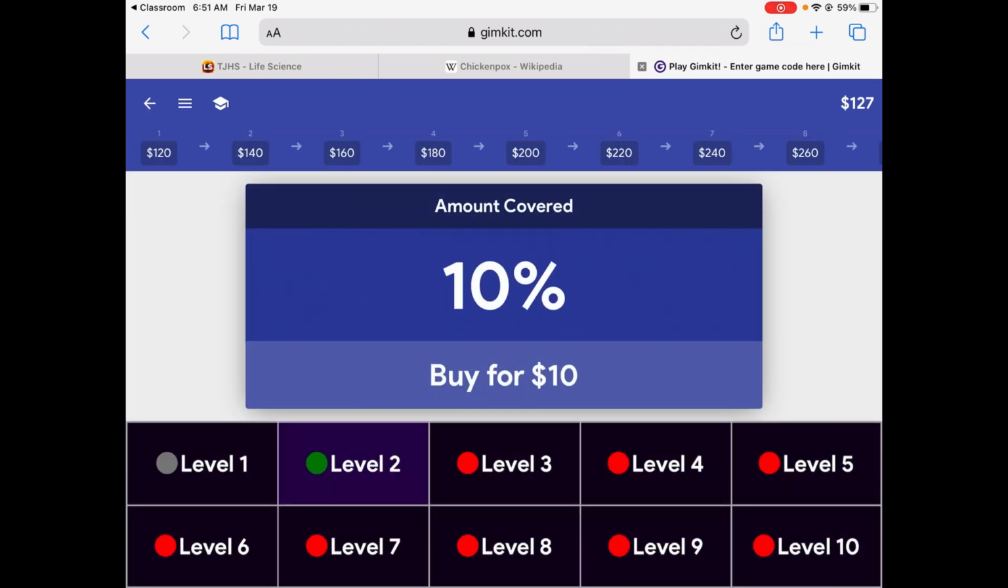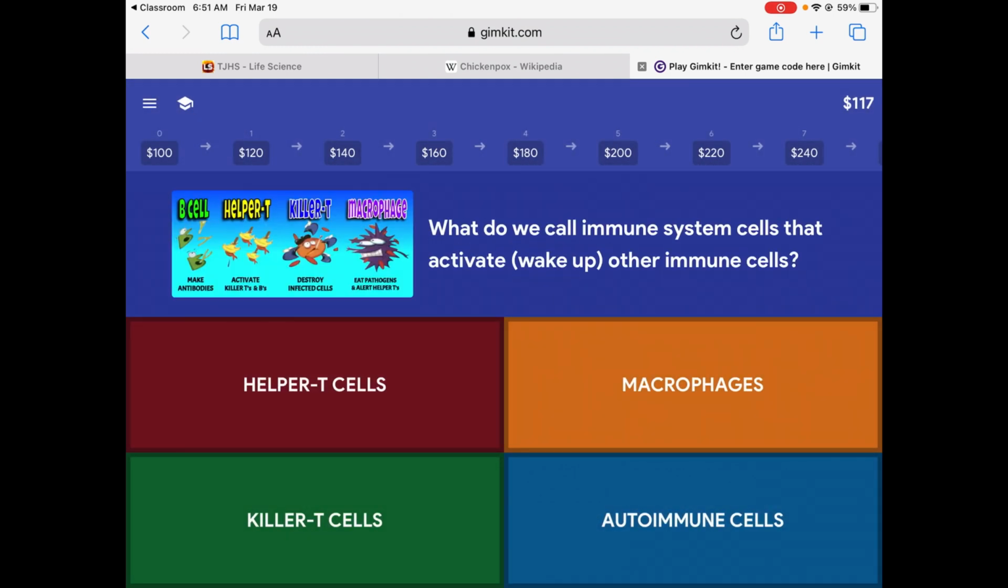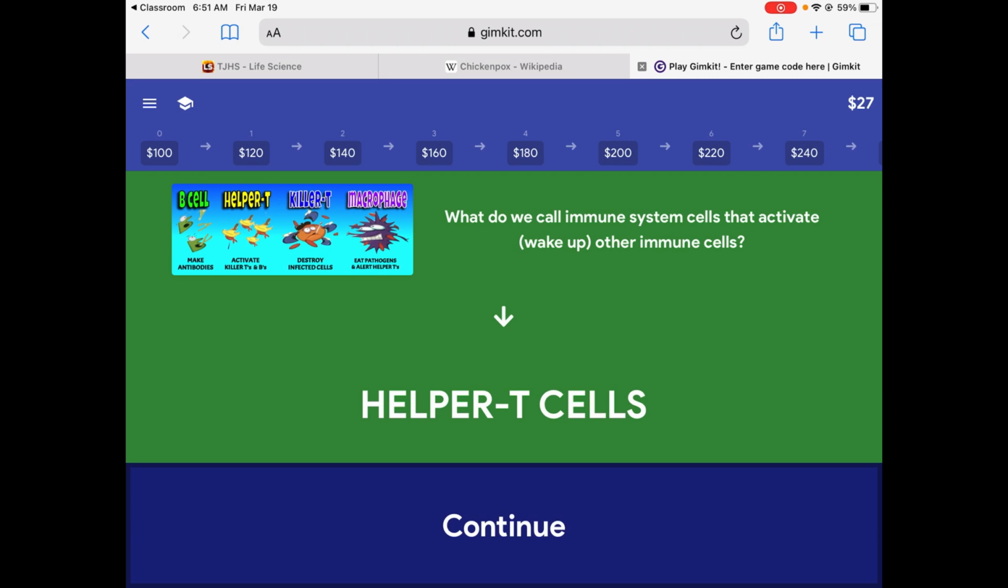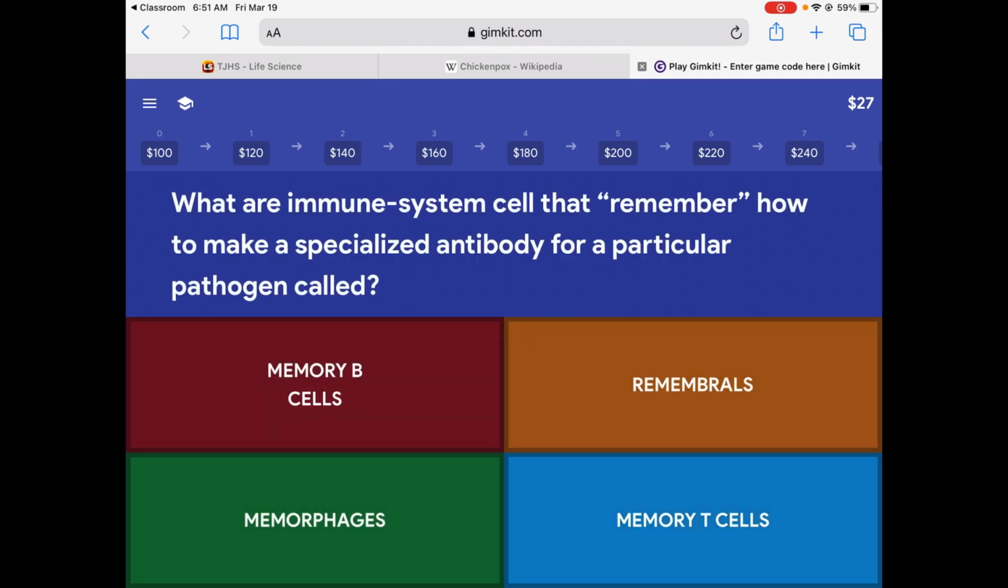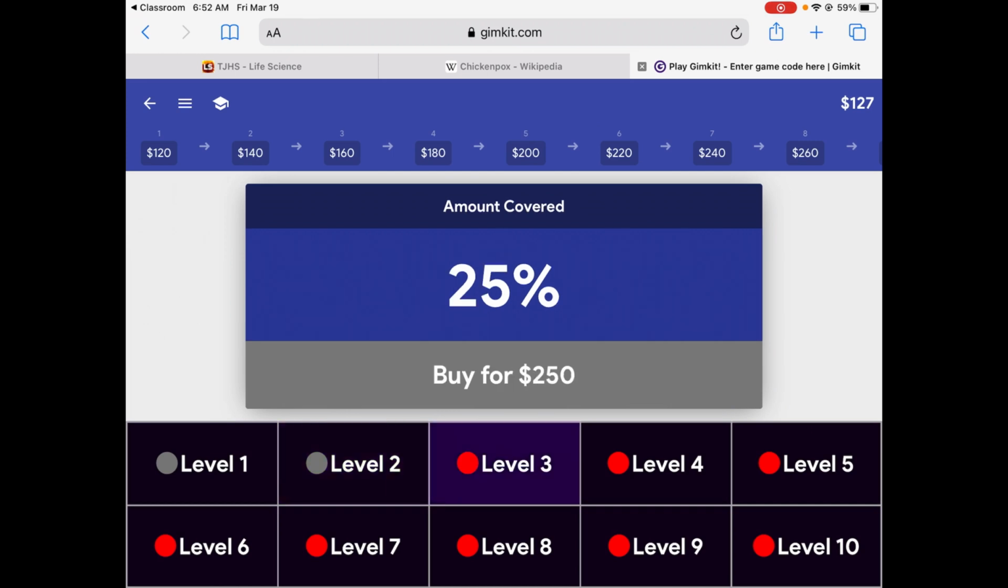I haven't really been getting insurance, but when you buy insurance and you get a question wrong, so I should lose $100. What do we call immune system cells that wake up the immune system? It is helper T, but instead of losing $100, I lost 90. So insurance helps you not lose so much. So let's get something right. Immune cells that remember, memory B cells. If I go shopping and I upgrade my insurance even more, which I can't afford yet, it protects 25%. And so insurance means you don't lose as much when you get things wrong.